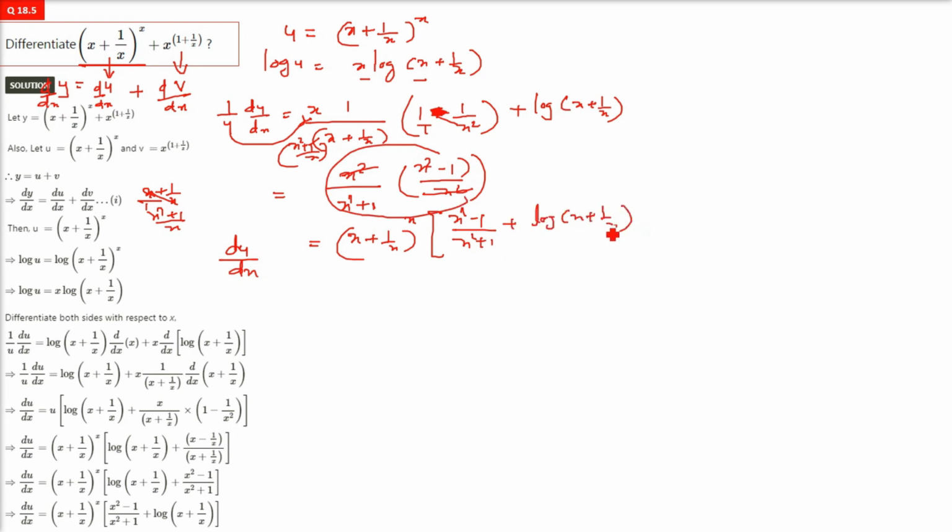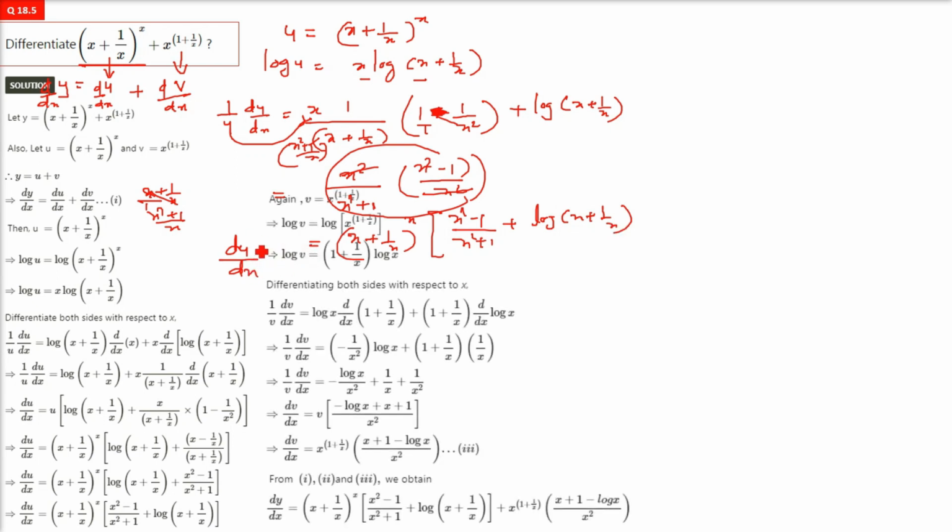Now this is du by dx. The second part is to find out dv by dx. Alright? This term is final. You just have to keep it like that. There is no change. But when it comes to dv by dx, that is the differentiation of the second term. Let us do that and just add this to the result of the first term.